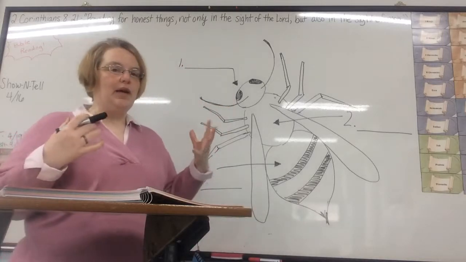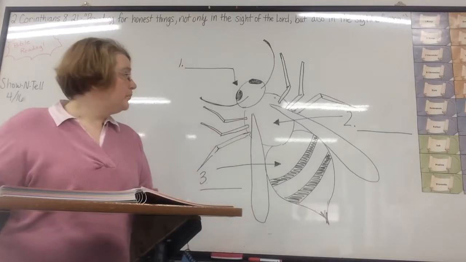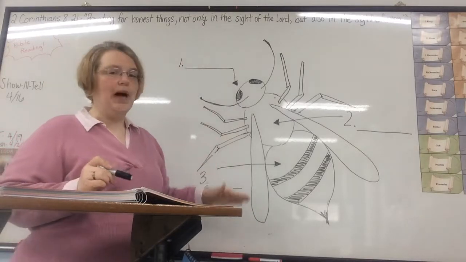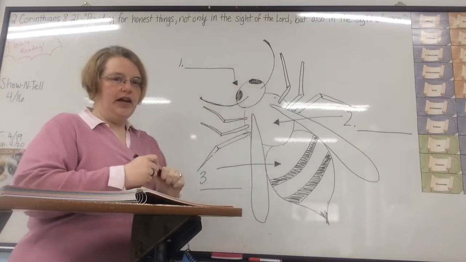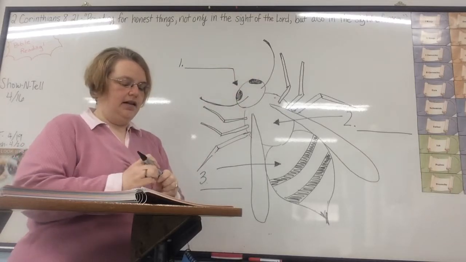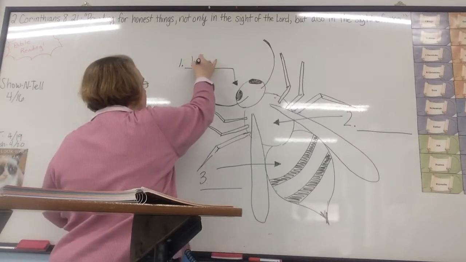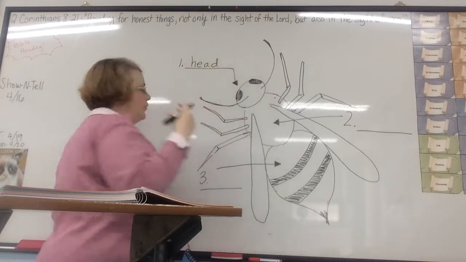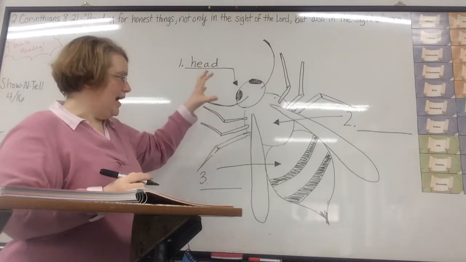And maybe as we go through this, you can name them out loud at home. All right, so we're going to go from the top to the bottom. At the top here, what is the first body section of an insect? If you said the head, that is correct. And with all insects, they're going to have 3 body sections. So the top one is the head.